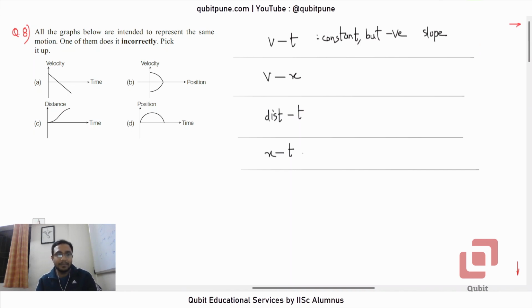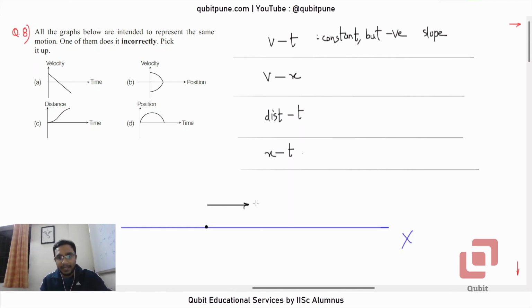What does it mean? Look, if this is the rectilinear motion path, the x-axis, let's say the particle is here at time t equal to 0, I'm not showing origin. Its velocity is positive. What about acceleration? Acceleration is negative. So this will lead to a decrease in the velocity.